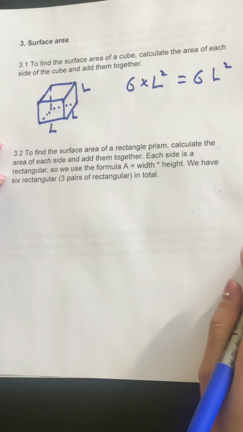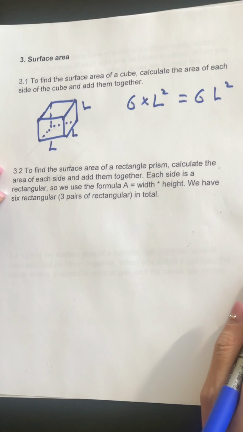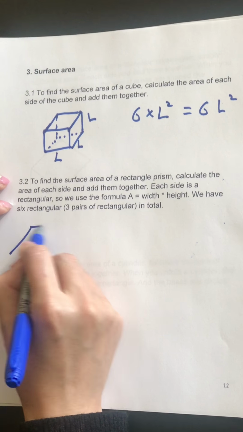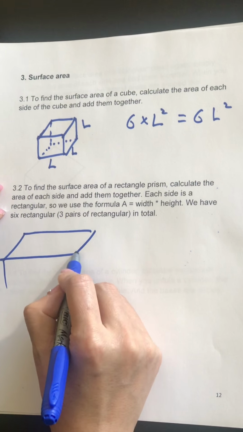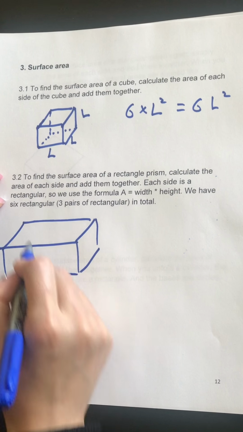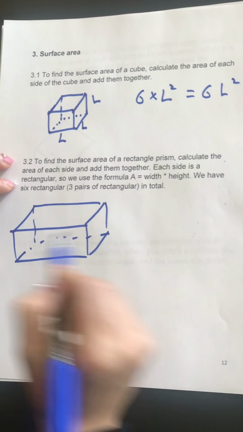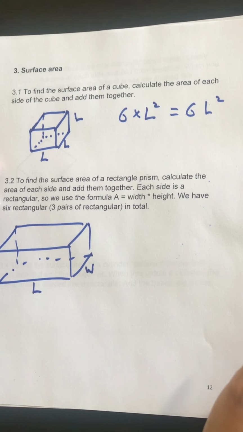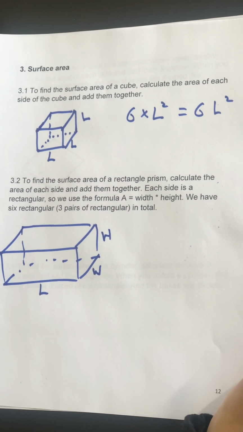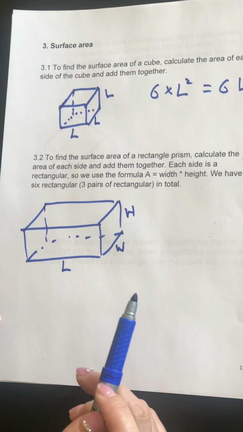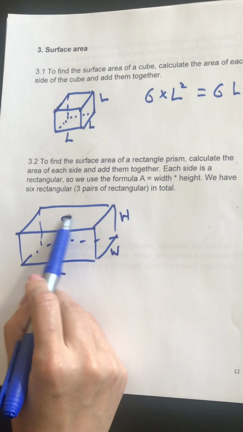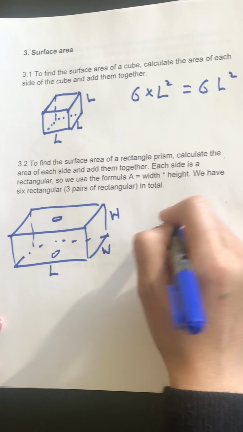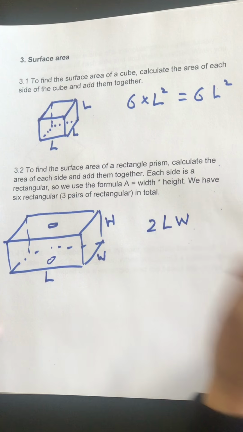Number 2. To find the surface area of a rectangular prism, calculate the area of each side and add them together. As we said, we have an example here, length L base, a width W and a height H. For a rectangular prism, we have 2 surfaces on the top and bottom. They are identical in surface area. The area would be twice L multiplied by W.